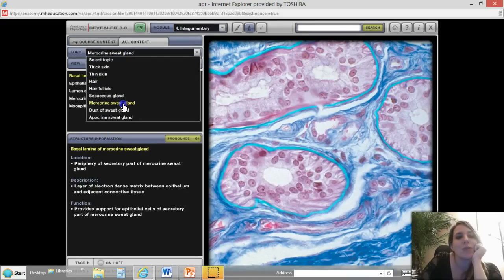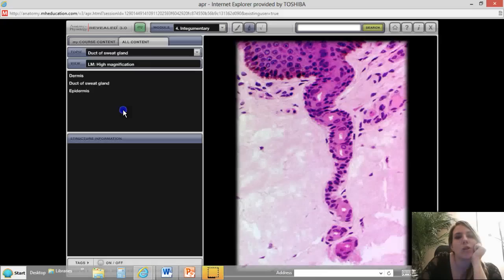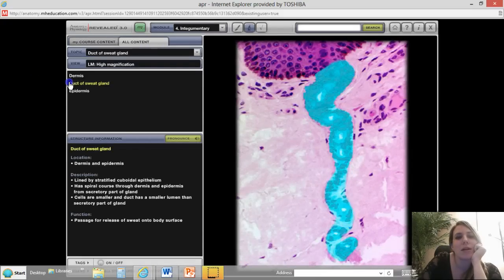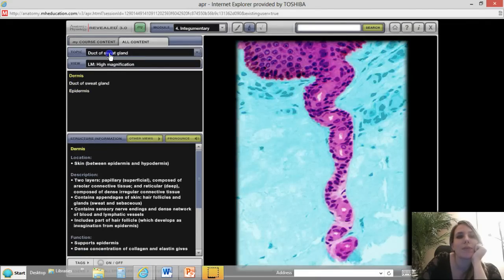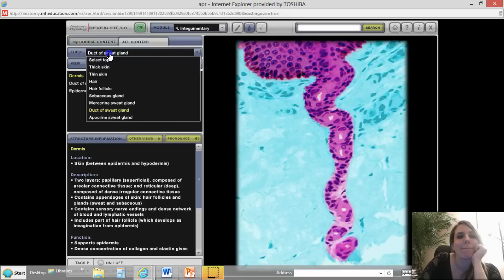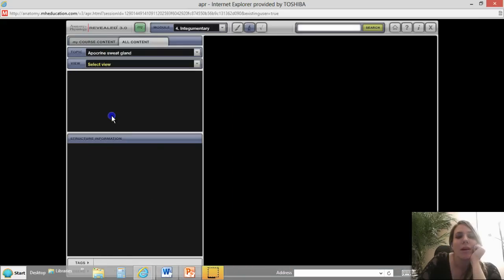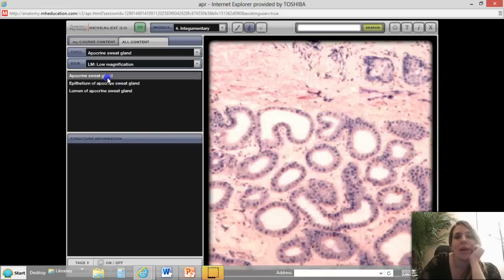And what else do we want to look at? So here's a closer look at the ducts of a sweat gland. This is a merocrine sweat gland. So that is the duct. Your epidermis is up there, and the dermis is surrounding it. And then here is our apocrine sweat gland cross section.